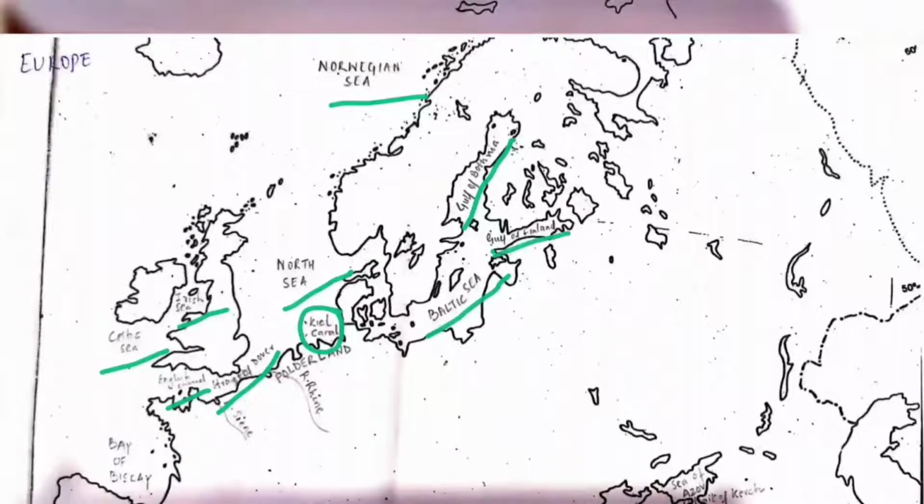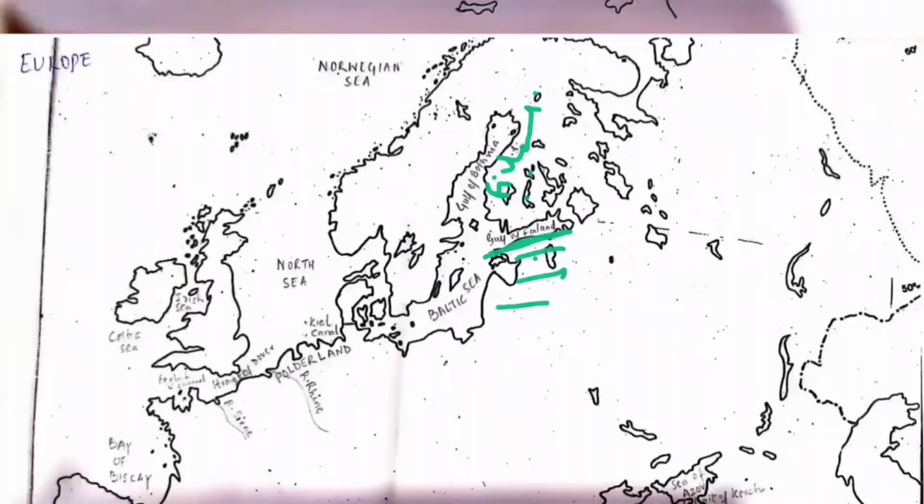Now coming to the Gulf of Finland, to the south of Finland. We know that this is Finland, and to the south of Finland we have Gulf of Finland, and it is a natural boundary between Finland and Estonia. We know this is Estonia, Latvia and Lithuania, and that's why they are called the Baltic countries. So the natural boundary between Finland and Estonia is Gulf of Finland. Fine.